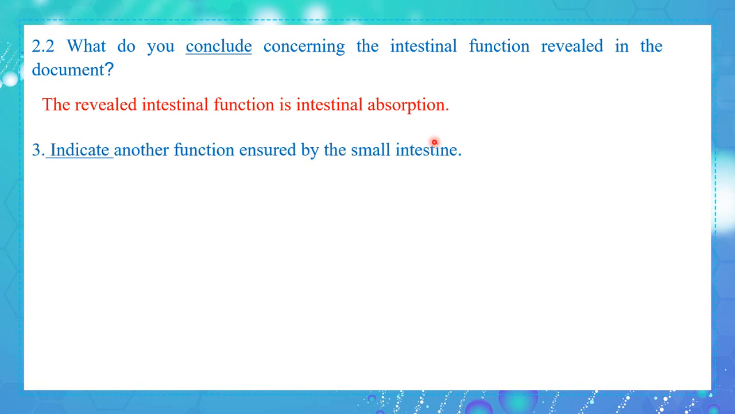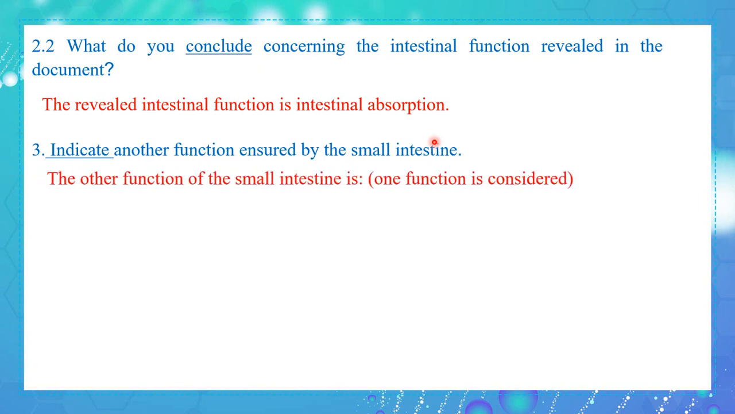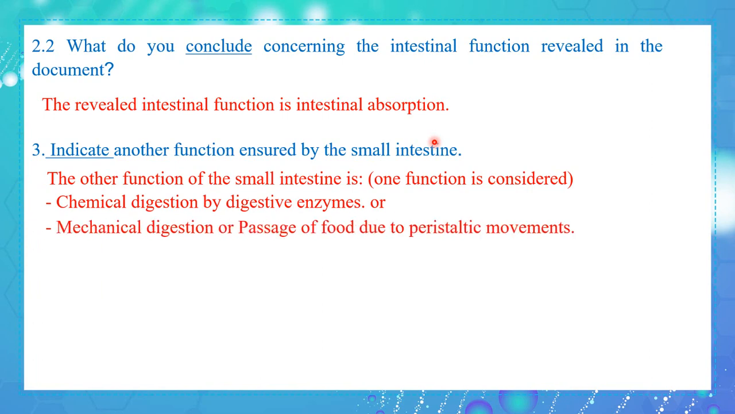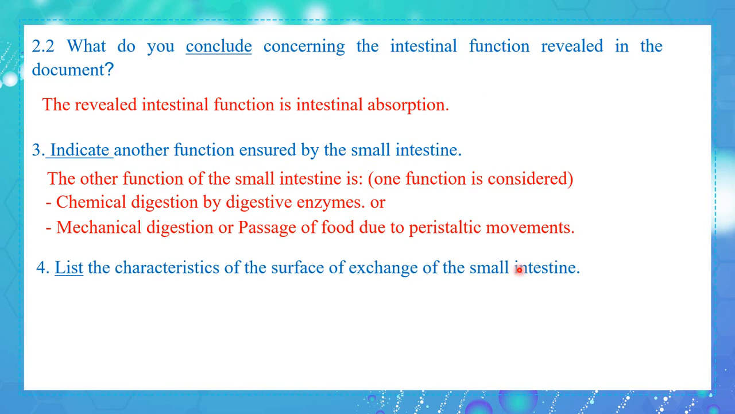Indicate another function ensured by the small intestine. Any other function is enough. So the other functions might be chemical digestion by digestive enzymes, or mechanical digestion, or passage of food due to the peristaltic movements. You should have memorized these, in addition to the characteristics of the surface of exchange of the small intestine. These are acquired knowledge.